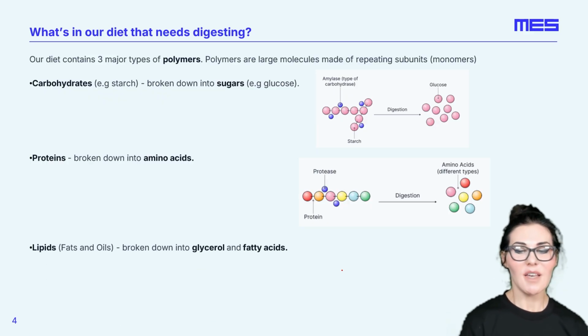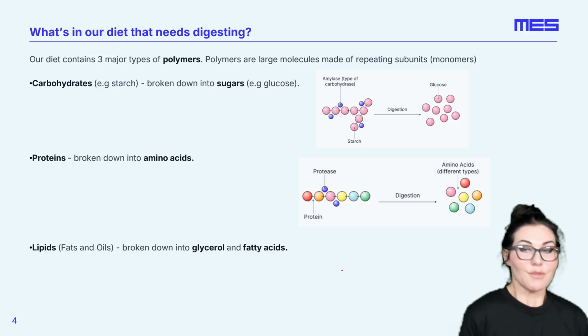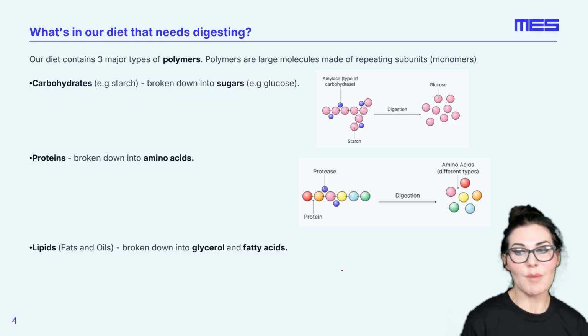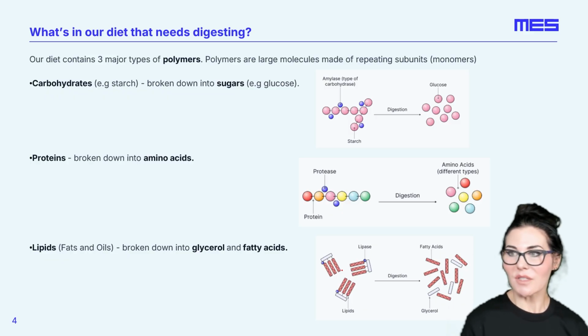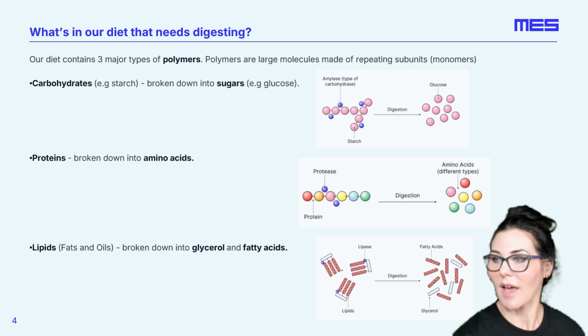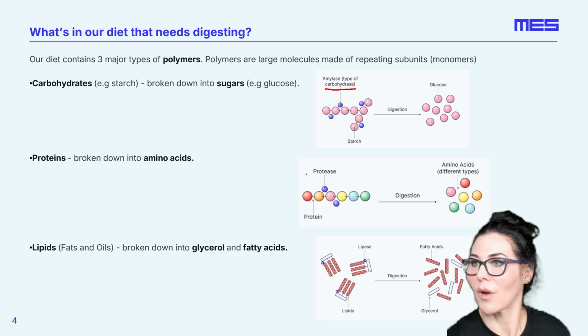And lipids, which aren't really polymers to be honest, but we're just going to call them that for the GCSE level. Lipids, fats and oils that we ingest have to be broken down into glycerol and fatty acids to be absorbed. To do any of this breaking down, or digestion as it's technically known, we do need chemicals. And you can see in the 3 diagrams that we have chemicals named here, which are enzymes. We are going to look at these in more detail in the video today.